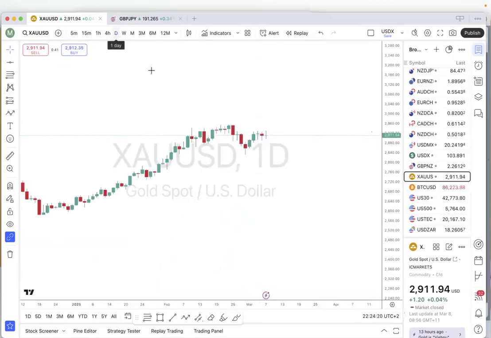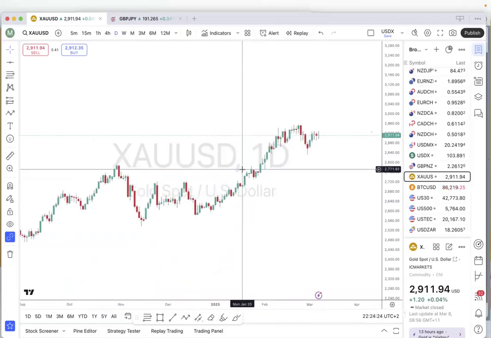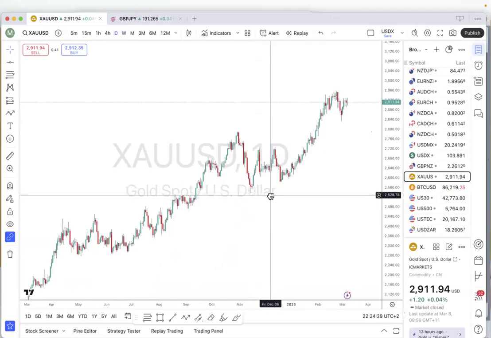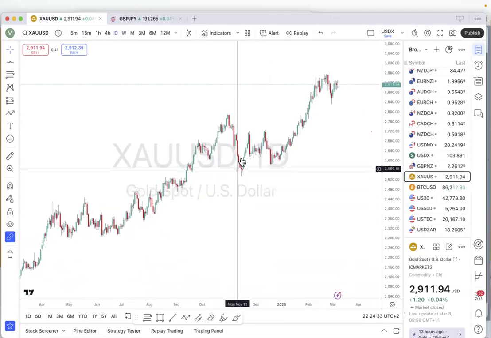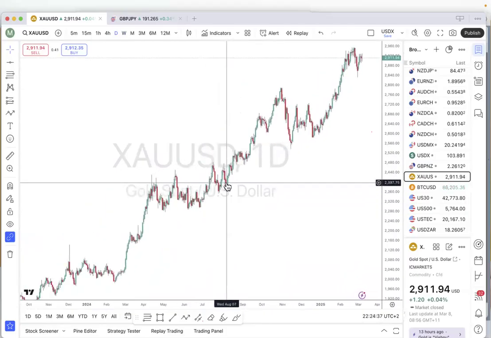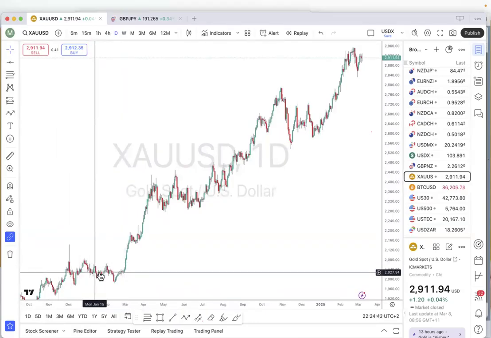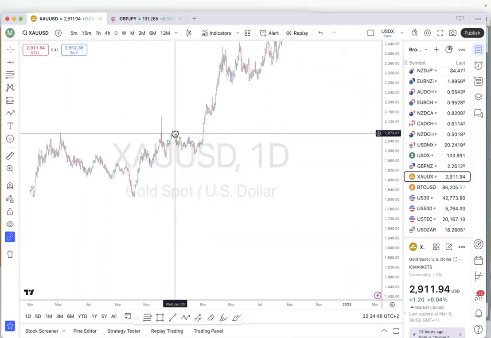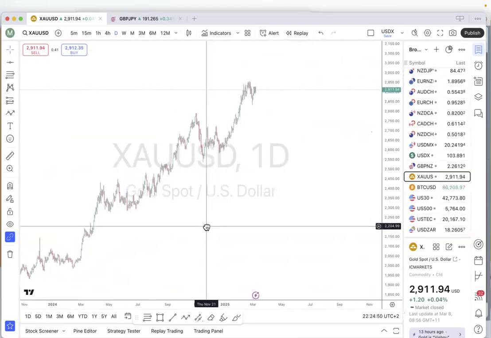From the daily, what we see is, before we add the moving averages, we had this consolidation. All right, we started from right there.